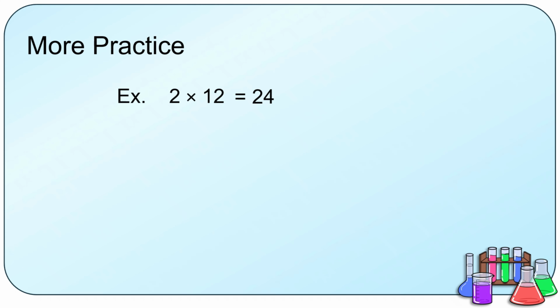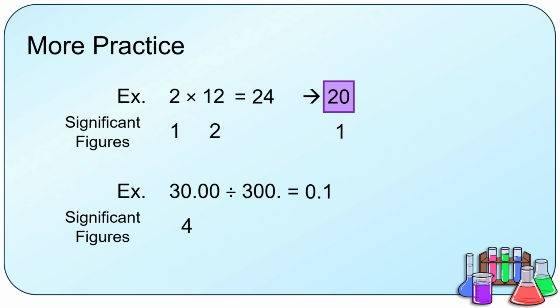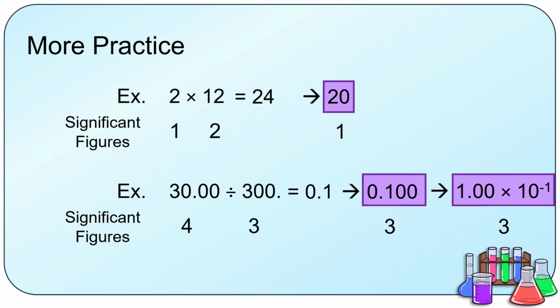Here's the first example. 2 has 1 significant figure and 12 has 2 significant figures. So I'll round my answer to 1 significant figure. My answer rounds to 20. Here's our second example. 30.00 has 4 significant figures and 300 with a decimal has 3 significant figures. My answer is 0.1, but I want my answer to have 3 significant figures, so I'll write this as 0.100. Or I can put this in scientific notation as 1.00 times 10 to the negative first power. Remember that for scientific notation, only the coefficient counts for significant figures.